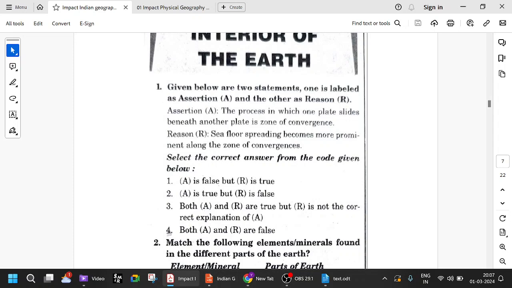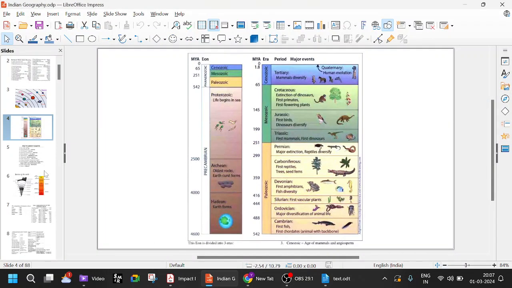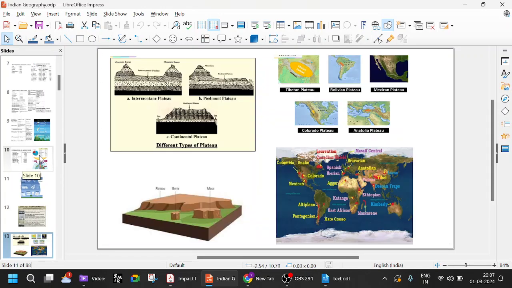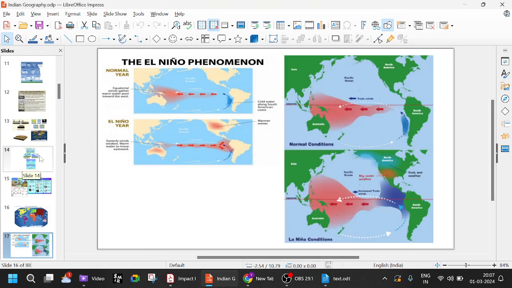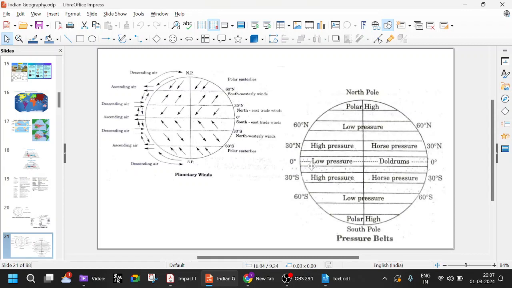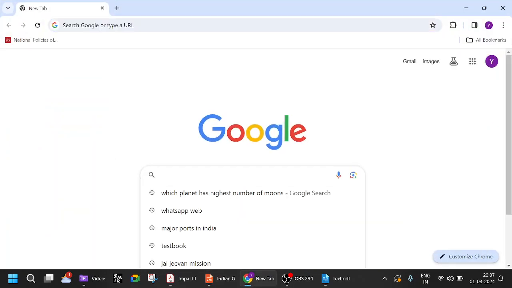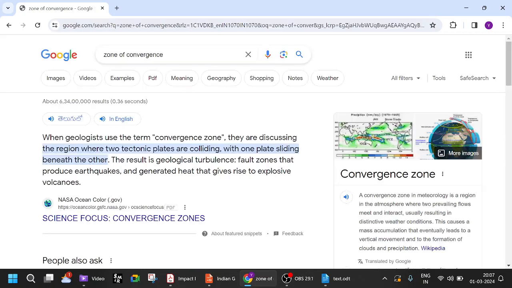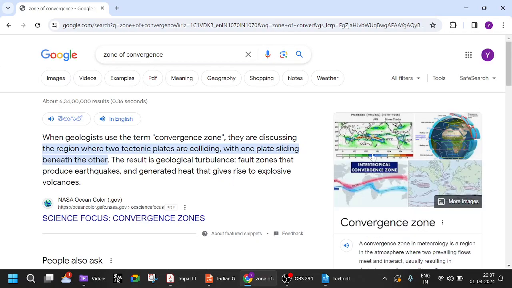So if you look at plate tectonics, there is one thing called the intertropical convergence zone, ITCZ. See this region at 0 degrees, this is called ITCZ. If you just look at the zone of convergence, the intertropical zone of convergence is near the equator. That is ITCZ.